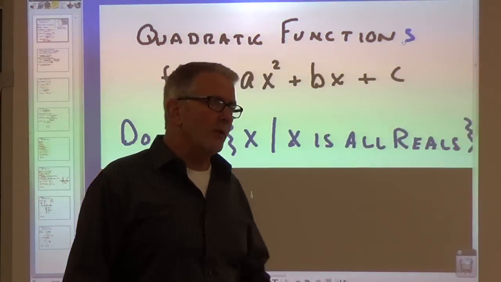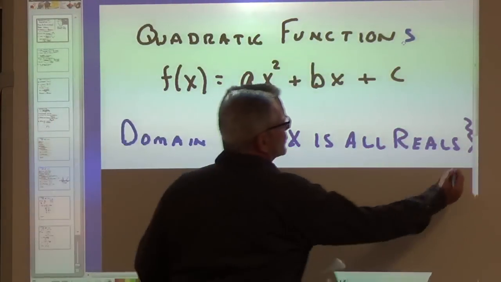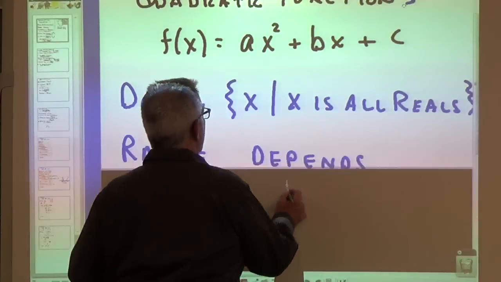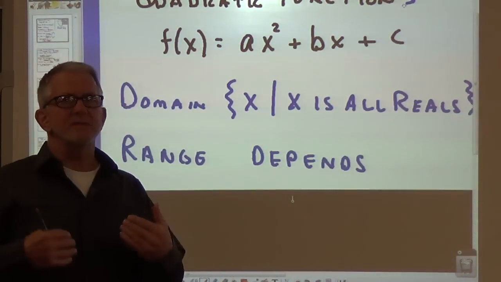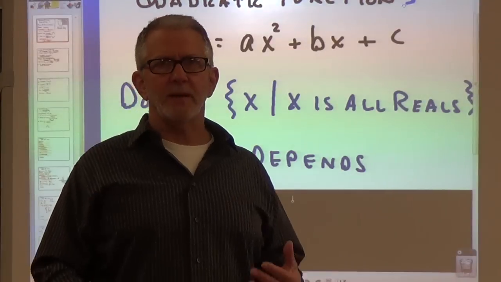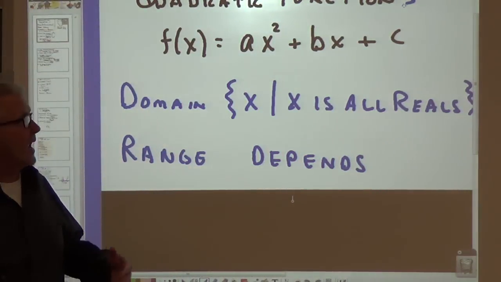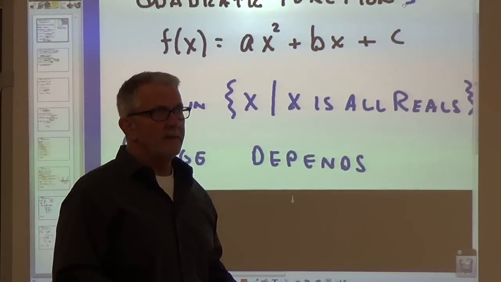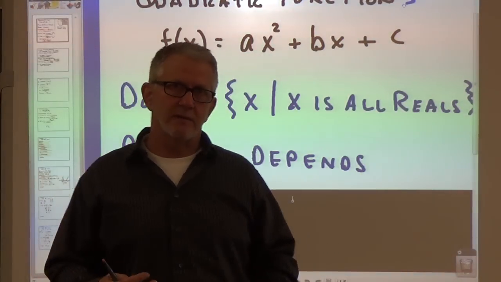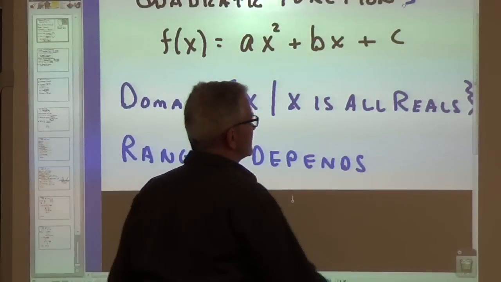What about the output? What about the range, what we call the range values? Well, the range values depend. That's something that we're going to talk about. We're going to learn how to find the range of a quadratic function. It's going to change for all quadratic functions.